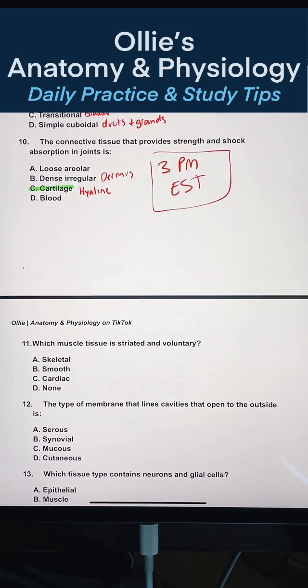Number 11. Which muscle tissue is striated and voluntary? We're going to move on to the next page. I'm going to look back at your questions here in just a moment. I saw some questions. I'm going to pull them up here real quick.